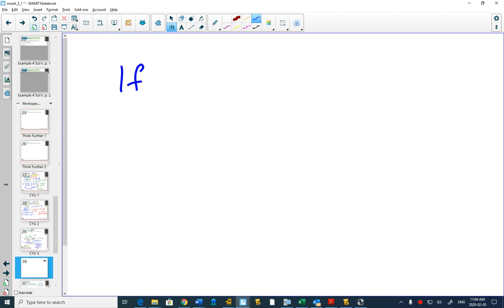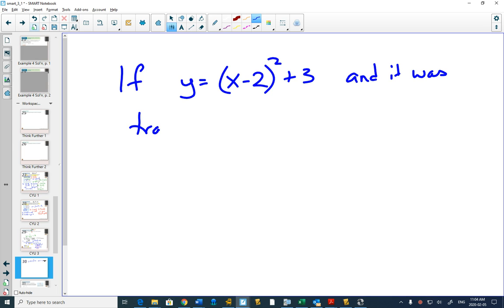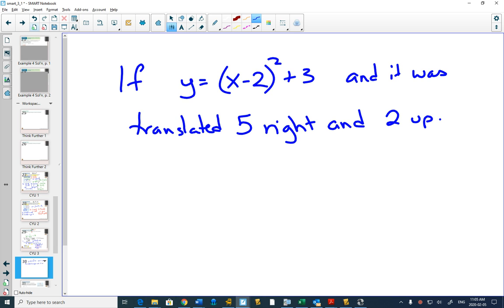Okay. Here's an extra example. If y equaled a parabola, (x minus 2) squared plus 3, and it was translated 5 right and 2 up, what is the equation?